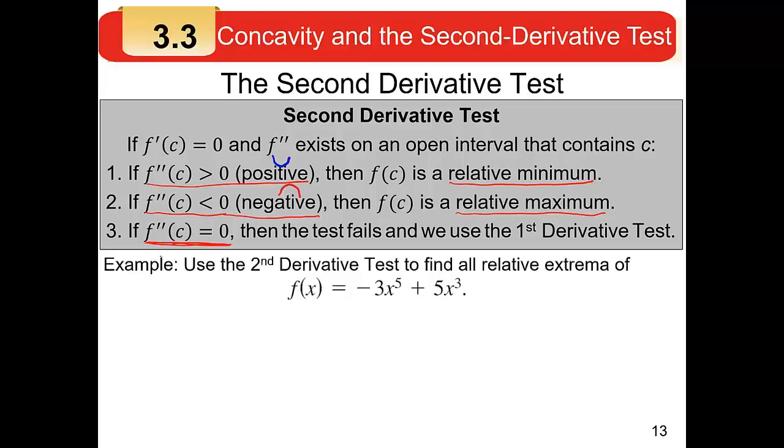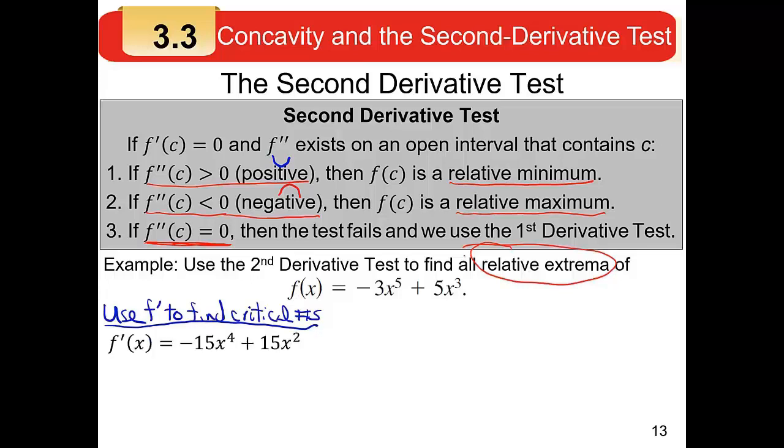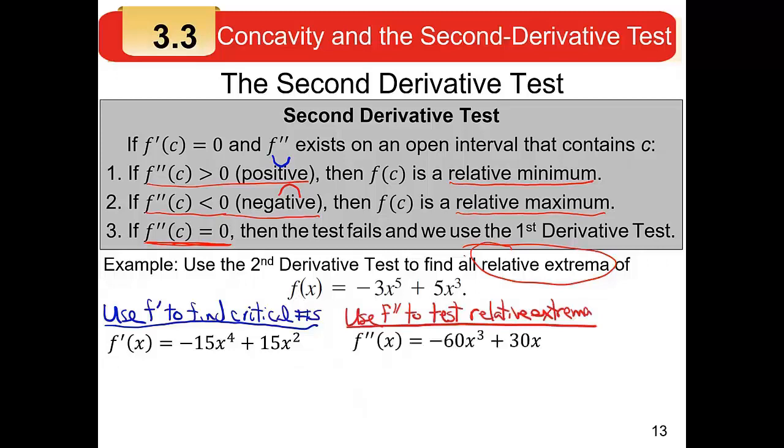Here's an example. If I ask you to use the second derivative test to find all relative extrema of this function, it's just a polynomial. It's always nice when you have a polynomial. You don't have any undefined function values or derivative values. So what you want to do is find the critical numbers. Remember, when we're talking about relative extrema, max mins, we go to the first derivative. The first derivative is going to be negative 15x to the fourth plus 15x squared. We're eventually going to need the second derivative to test those relative extrema. So I'll go ahead and calculate it because it's easy at this point. But the second derivative would be negative 60x to the third plus 30x.